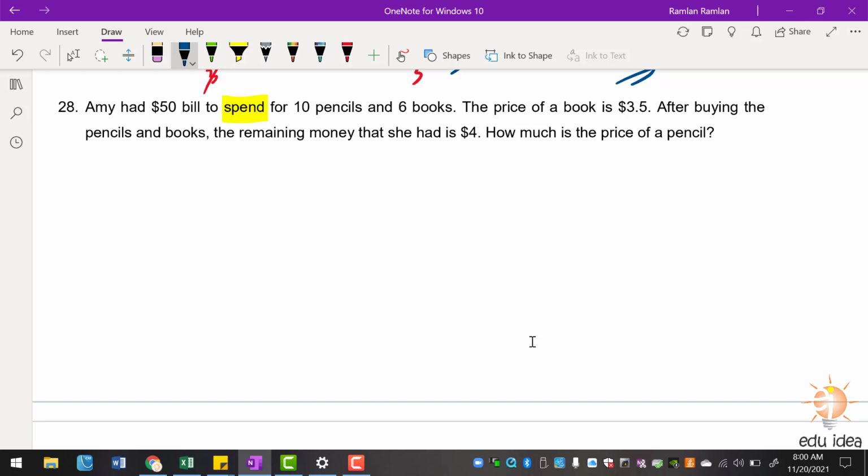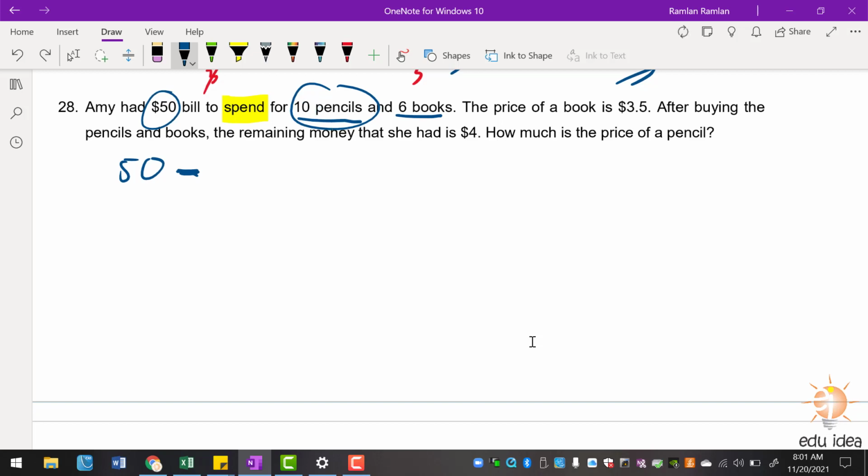So Amy has a $50 bill, so the 50 goes first because she started with this $50, and then spend means minus. So what did she spend on? 10 pencils and 6 books. Like I said before, because this is money, it will require money. So how can we find the price of 10 pencils? We only need to multiply this 10 by the price of 1 pencil.